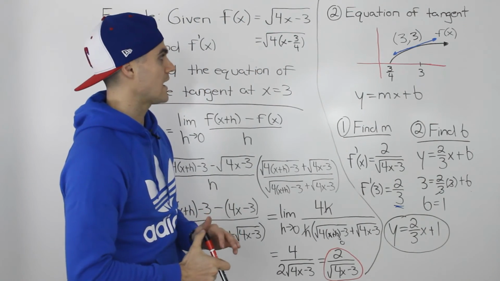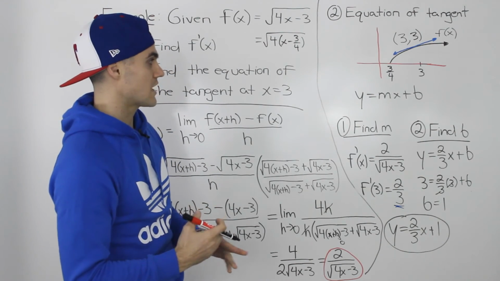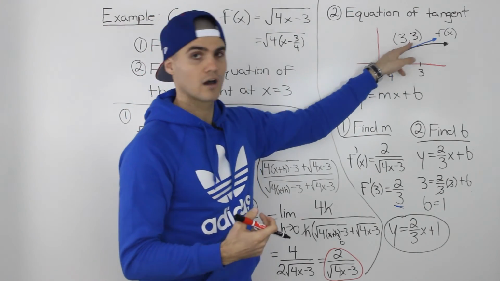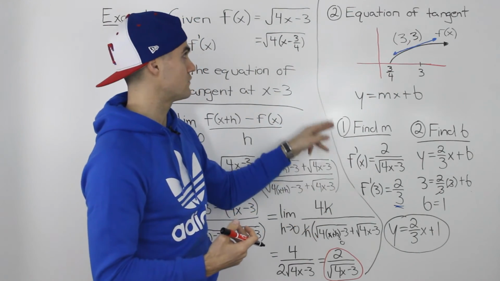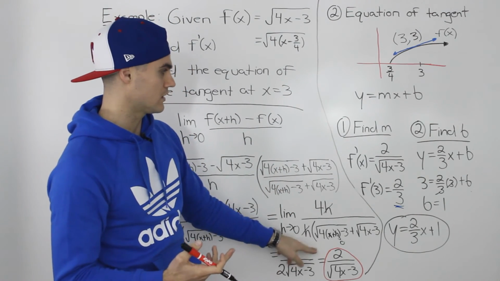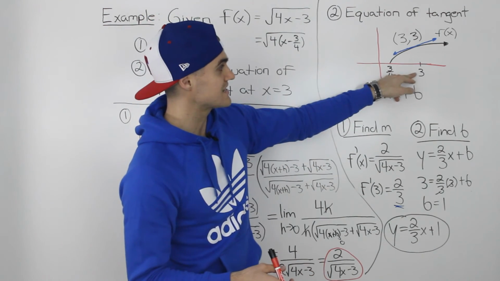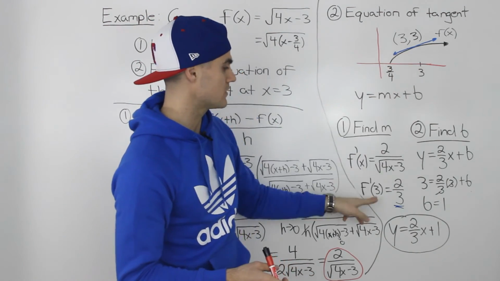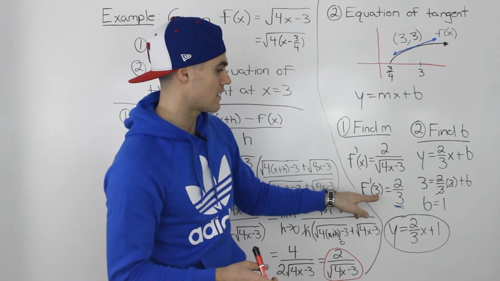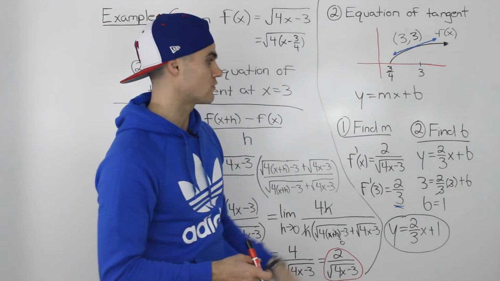So as a quick recap, whenever you're finding the equation of a tangent, 2 steps. You have to find the m value, and the m value, the slope of that tangent, you can just use the derivative of that function you're working with. And we found the derivative in part 1. It was 2 over the square root of 4x minus 3. So at that specific x value of 3, the slope of the tangent, if we plug in 3 into the derivative for x, then we'd get that slope of 2 over 3. So the slope of this tangent is 2 over 3.